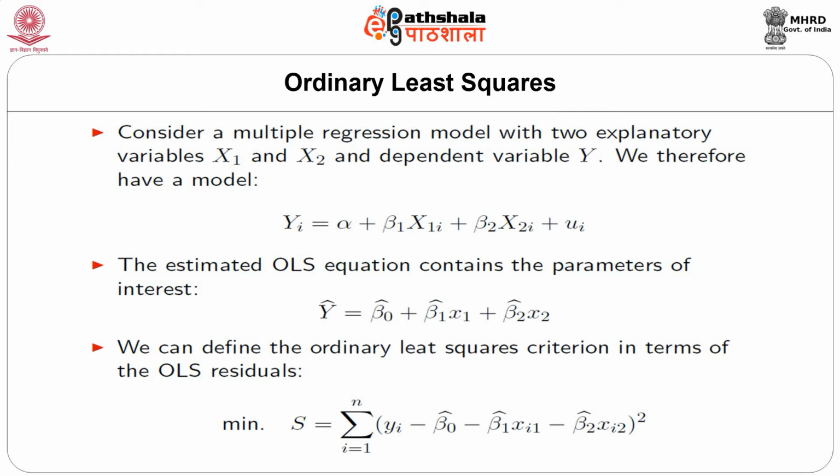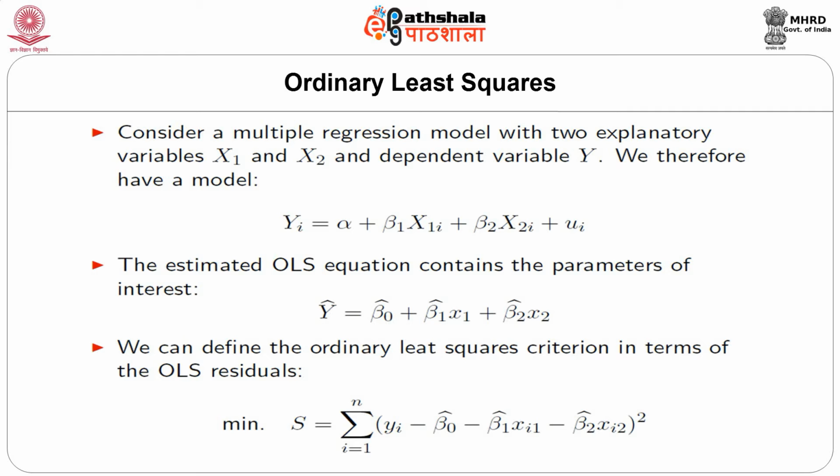The estimated OLS equation contains the parameters of interest, where the parameters are beta naught hat, beta 1 hat and beta 2 hat. This equation is written as y hat equals beta naught hat plus beta 1 hat x1 plus beta 2 hat x2. This is called the OLS equation because in this equation we have replaced the unknown parameters beta naught, beta 1, beta 2 by the OLS estimates of these parameters.